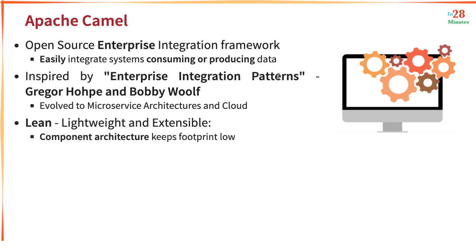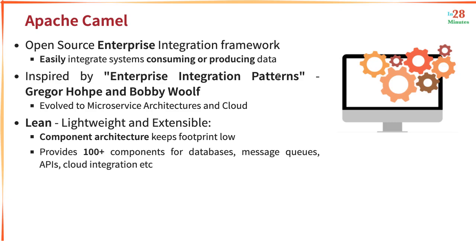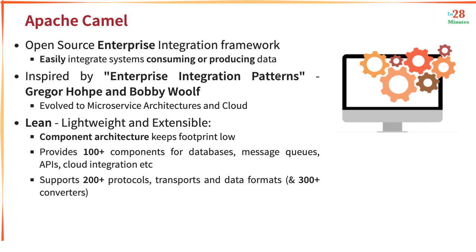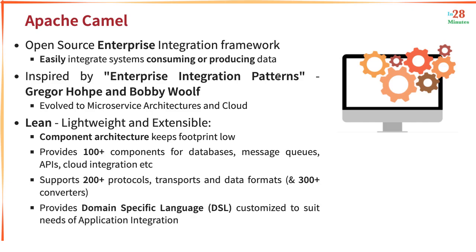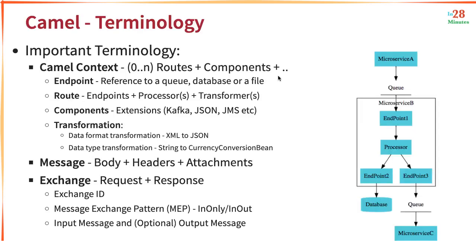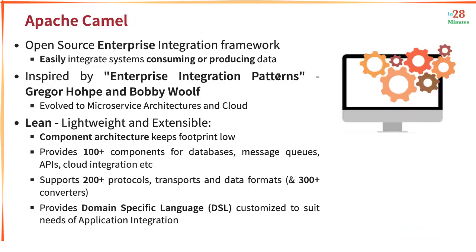The reason is because Apache Camel uses something called a component architecture. There are hundreds of different components which are provided for different databases, message queues, APIs, and cloud integrations. Apache Camel also supports 200 plus protocols, transports, data formats, and 300 plus converters between these data formats. Apache Camel also provides a domain-specific language, a DSL, which is customized to the needs of application integration. We have a couple more slides where we'll be talking about Camel terminology and the architecture. But before we bore you with all the theory, let's get started with implementing a simple example with Apache Camel in the next step.